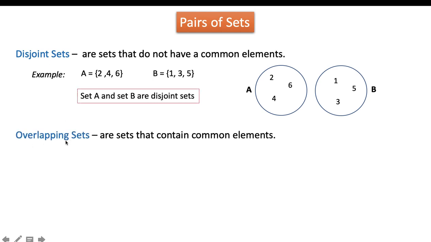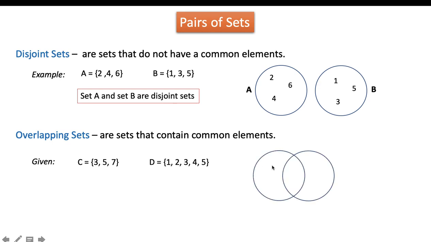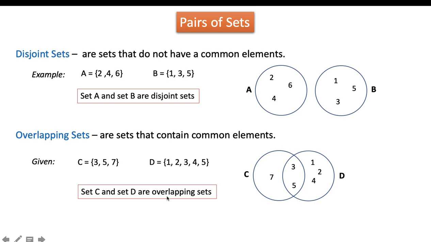And when we say overlapping sets, these are sets that contain common elements. Let's say we have set C, which contains 3, 5, 7, and set D contains 1, 2, 3, 4, 5. Using a Venn diagram, this is our set C, which contains 3, 5, 7, and this is our set D, which contains 1, 2, 3, 4, 5. Notice that 3 and 5 are common to set C and set D. Therefore, the two sets are said to be overlapping sets.